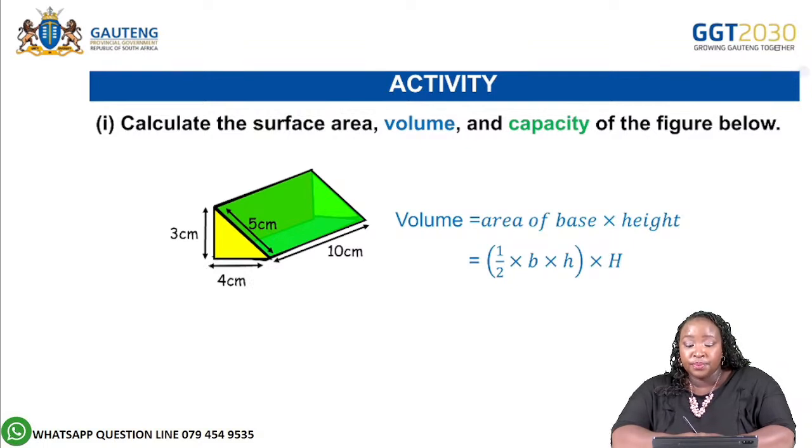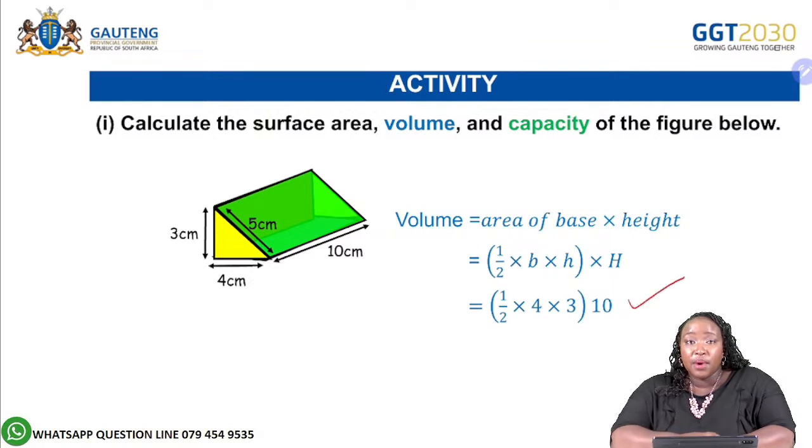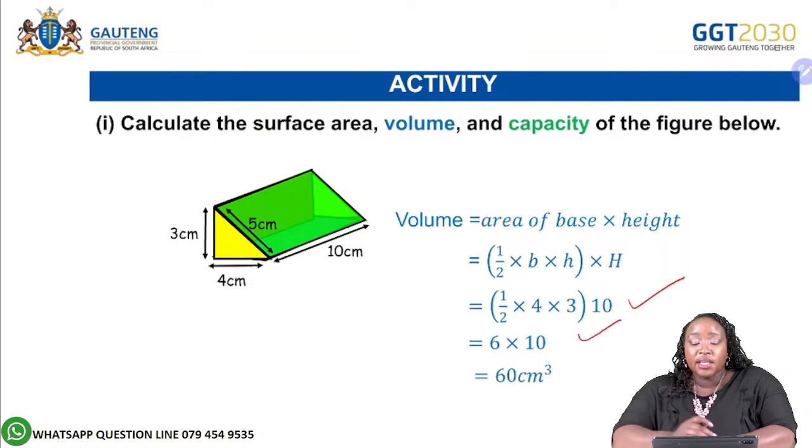Okay. So if you've substituted correctly, you get a mark. Do you have all of those? All right. And then you are going to have 6 times 10, and that gives you 60 centimeters cubed. Now this is your volume. Ideally, this question would be out of 2 marks.